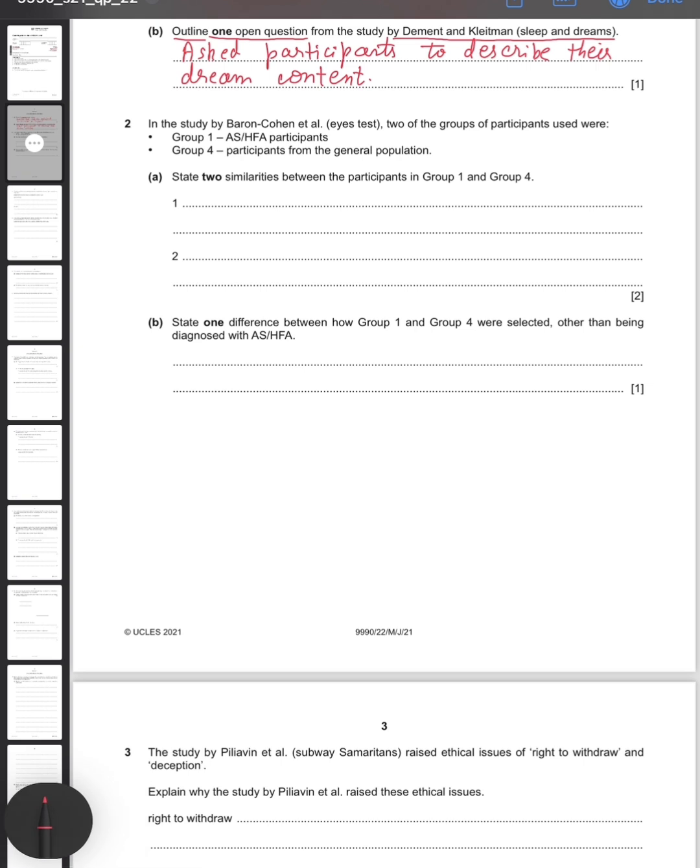Now question number 2 says, in the study by Baron Cohen et al., ICE test, two of the group of participants used were group 1 AS-HFA participants and group 4 participants from the general population. So the first group contained participants with AS and HFA and the second one was from the general population. Now in part A, we have to state two similarities between the participants in group 1 and group 4. So one similarity was age. Both the groups contained participants with the same age, and the second one was that their IQ levels were the same. Their IQ levels were matching.